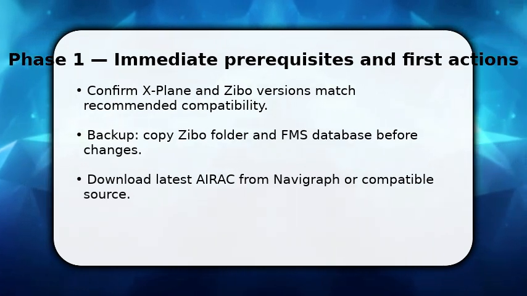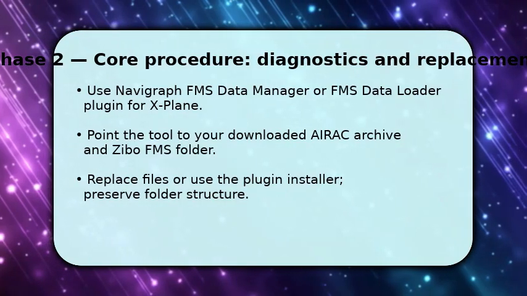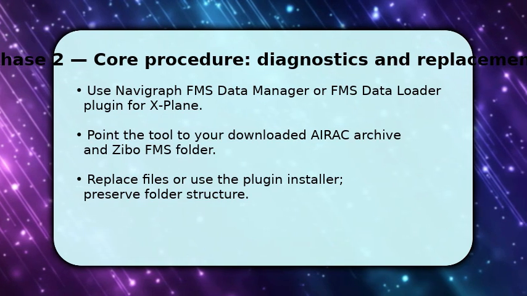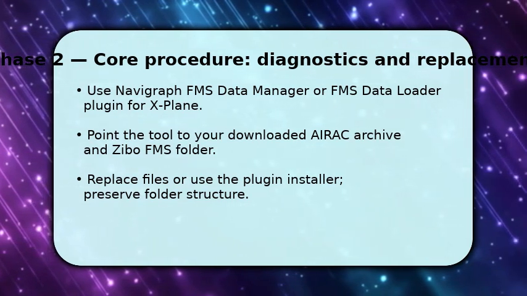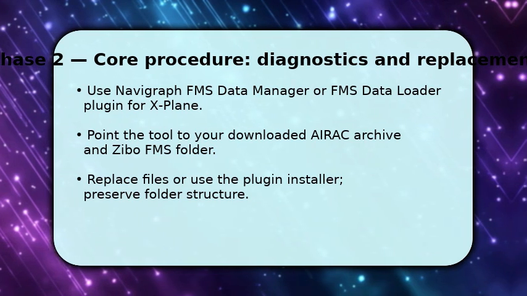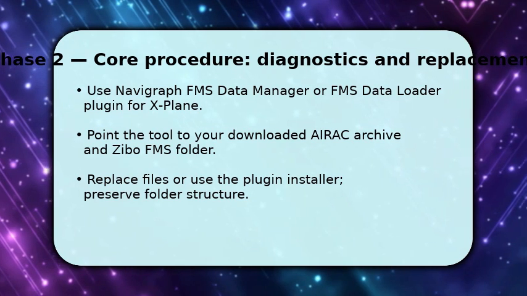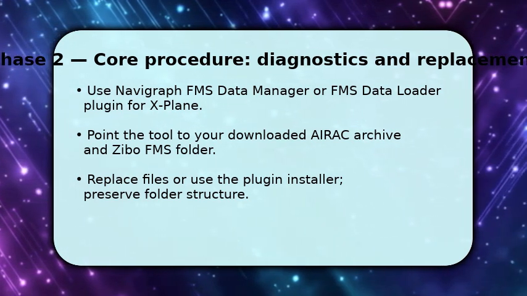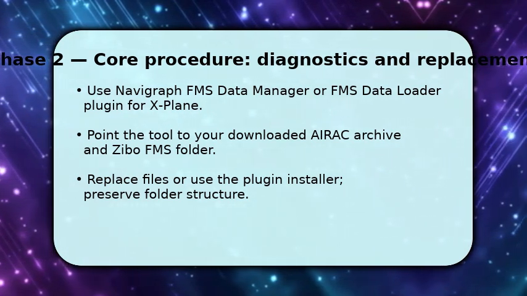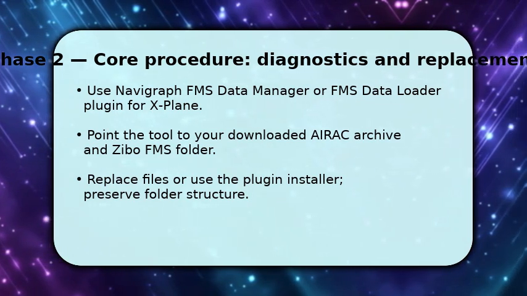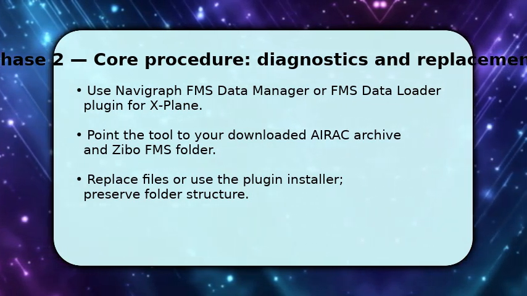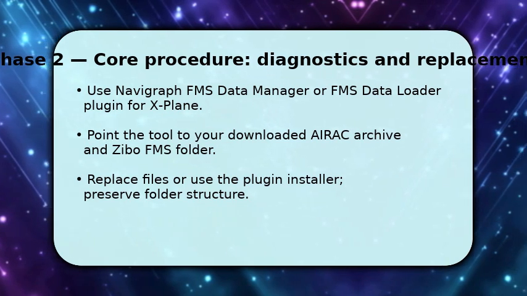Now you move the AIRAC into Zibo's FMS. Open the Navigraph FMS Data Manager or your chosen FMS data loader inside X-Plane and point it at the downloaded AIRAC archive. Choose the Zibo FMS installation path, typically inside the Zibo Aircraft folder or the Global Data folder, and run the install. Make sure the tool reports successful file replacements and preserve the folder structure exactly.